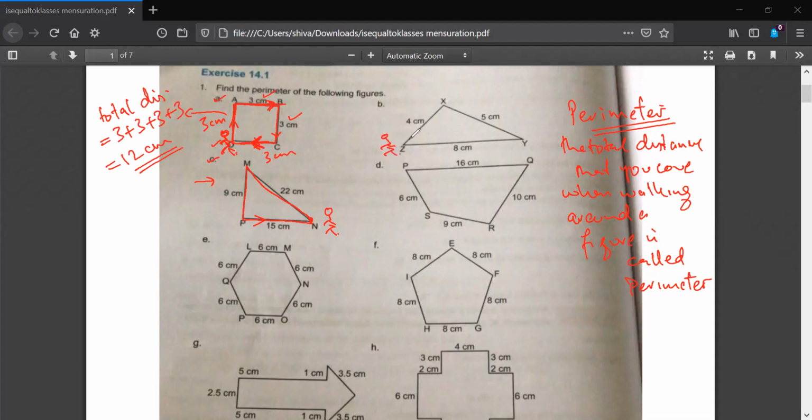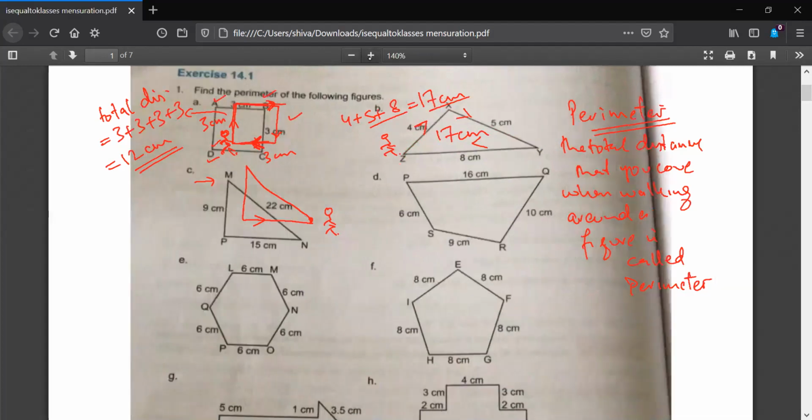So let me start from here. When I walk this side, this side, this side. So I start from here, I go till here, and then I come back. So this total distance that I have covered, 4 plus 5 plus, check, this is 8. 4 plus 5 plus 8 is 17. 17 centimeter would be the perimeter of this figure. Mr. Sarthak, any doubt? No, sir.